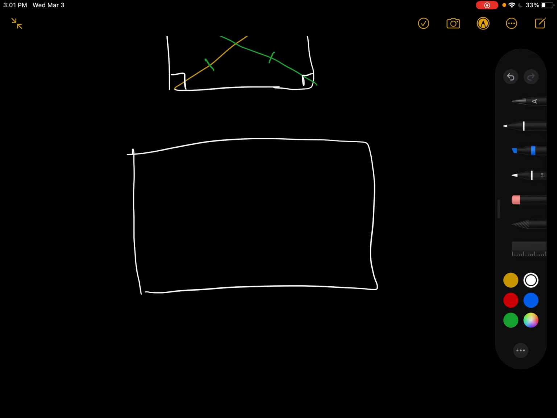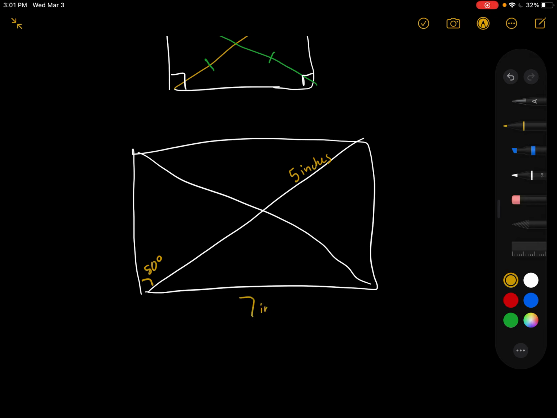So let's go over an example problem, something that you might see shortly on the worksheet here with a rectangle. So here's our rectangle. They give us a few lengths. They tell us that this is 5 inches. They tell us that this angle right here is 50 degrees. We know that this is 7 inches. And we know that this is 4 inches.